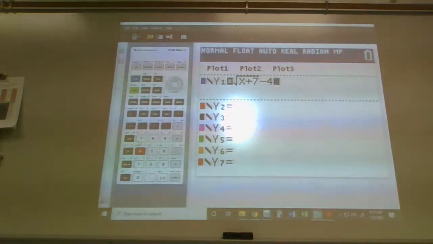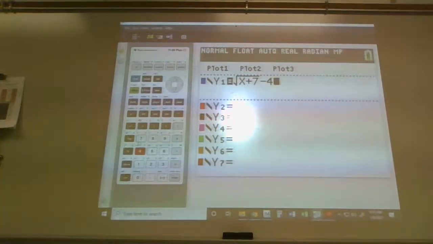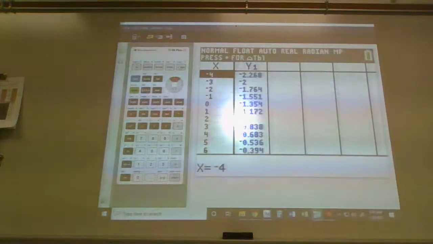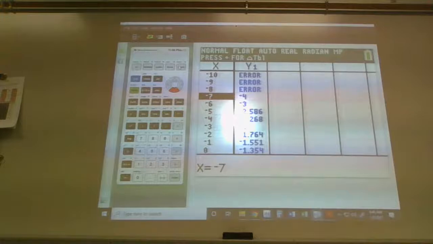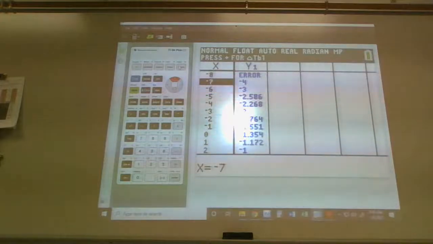So, take the next few minutes. I want you to create a table of values. I want you to graph this thing out. And I want you to identify the domain and range. Now, just as a side note, I would suggest backing up your table of values to what I have up here. Take the next few minutes. Let's do it.